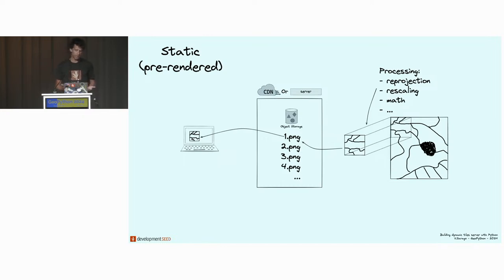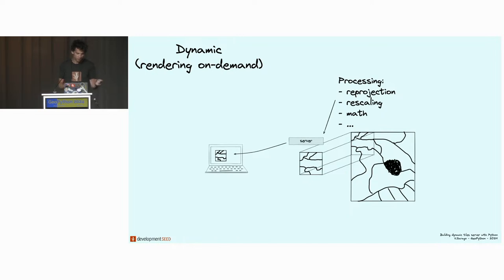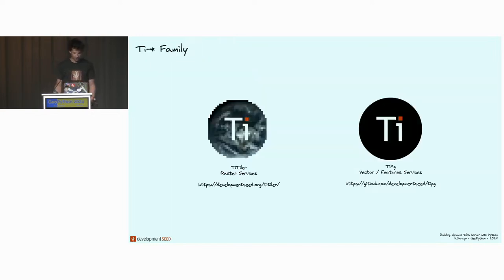some of those tiles will never be loaded by the client because they are in the middle of the ocean or whatever, or you don't really have users for those specific parts of your data. So using dynamic tiling, you only render or create the tiles on demand. That's a different way. There are pros and cons for both, but I'm just going to talk about dynamic tiling because that's what I do for a living.